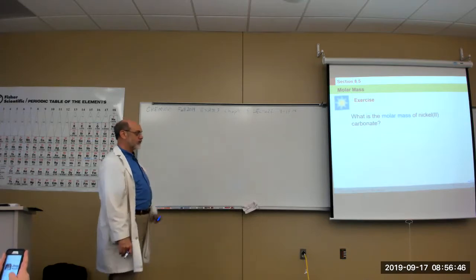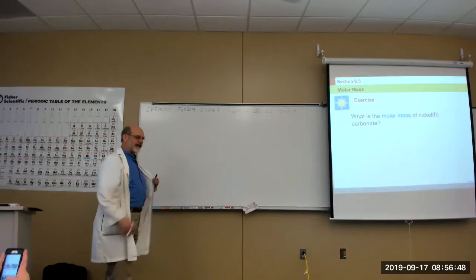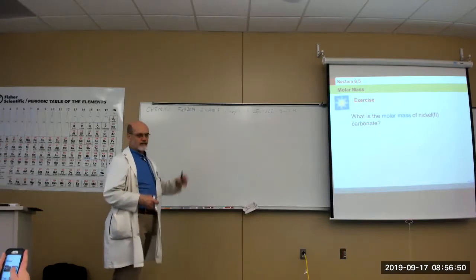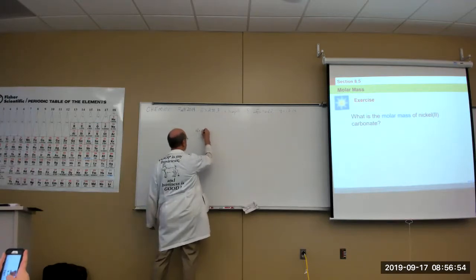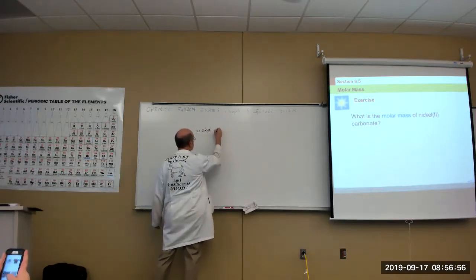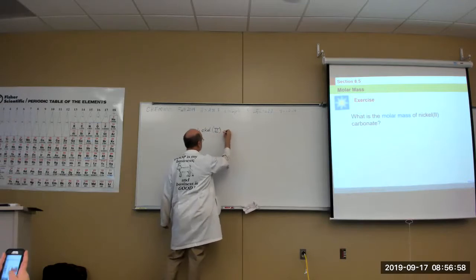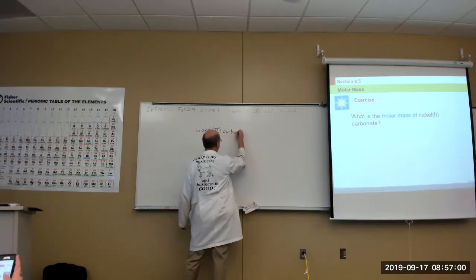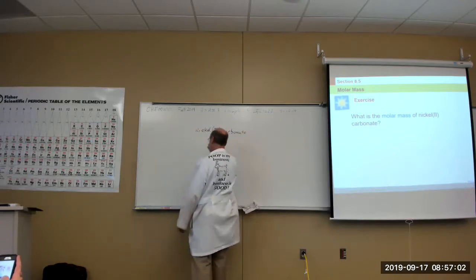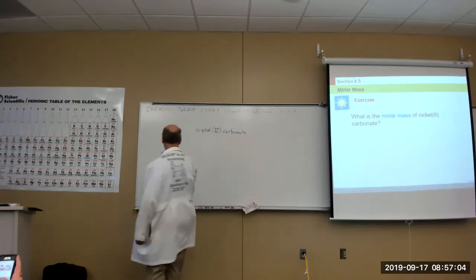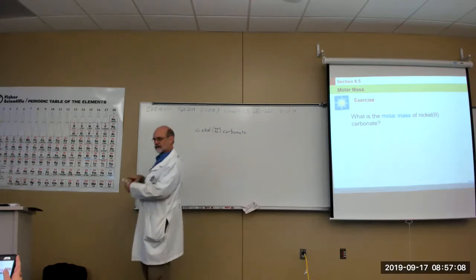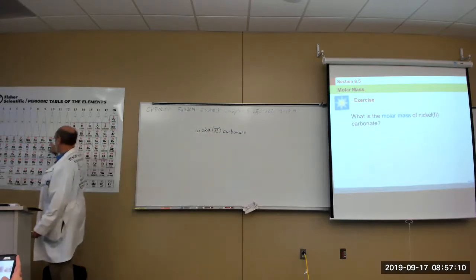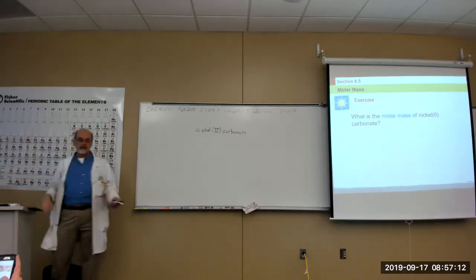Okay, here's one. Let's go to the next step. If you're given the name of the compound, find the molar mass. Nickel(II) carbonate. First of all, is that valid? Should we be saying the 2 next to nickel? We see where nickel is located. Yeah, it's a transition metal, so it probably has more than one charge.